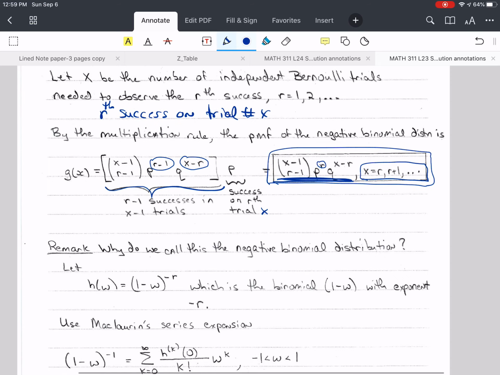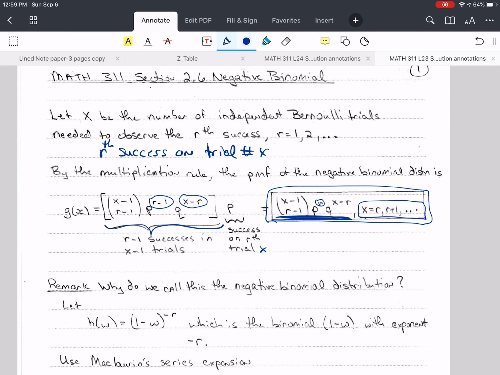Okay, so in fact, if it weren't obvious that p plus q have to equal 1 and that p is a probability between 0 and 1, then we would specify that. All right.